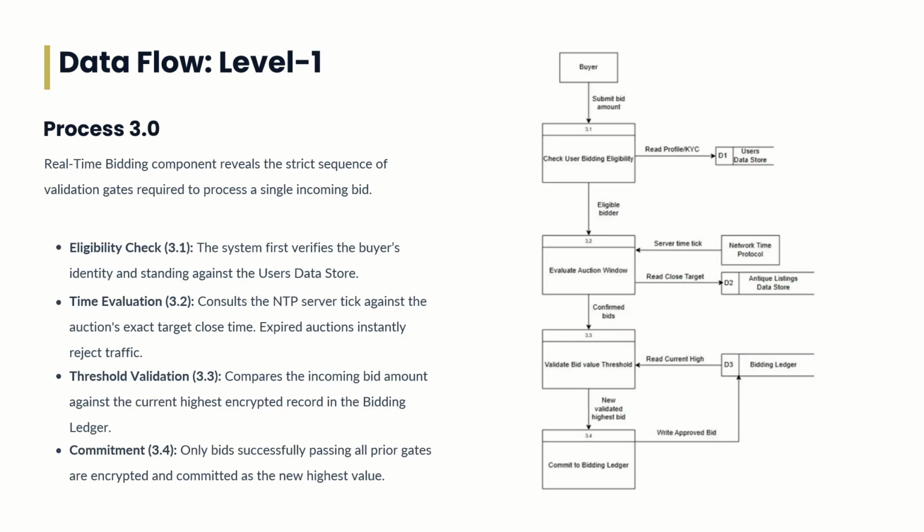For the data flow diagram level 1, the first sub-process is eligibility check. The system first verifies the buyer's identity and standing against the user data store. And second, it consults the NTP server tick against the auction's exact target close time. Expired auctions instantly reject traffic. For the third sub-process, threshold validation compares the incoming bid amount against the current highest encrypted record in the bidding ledger. For the fourth sub-process, commitment, only bids successfully passing all prior gates are encrypted and committed as the new highest value. This is one of our main data flow diagrams for level 1.